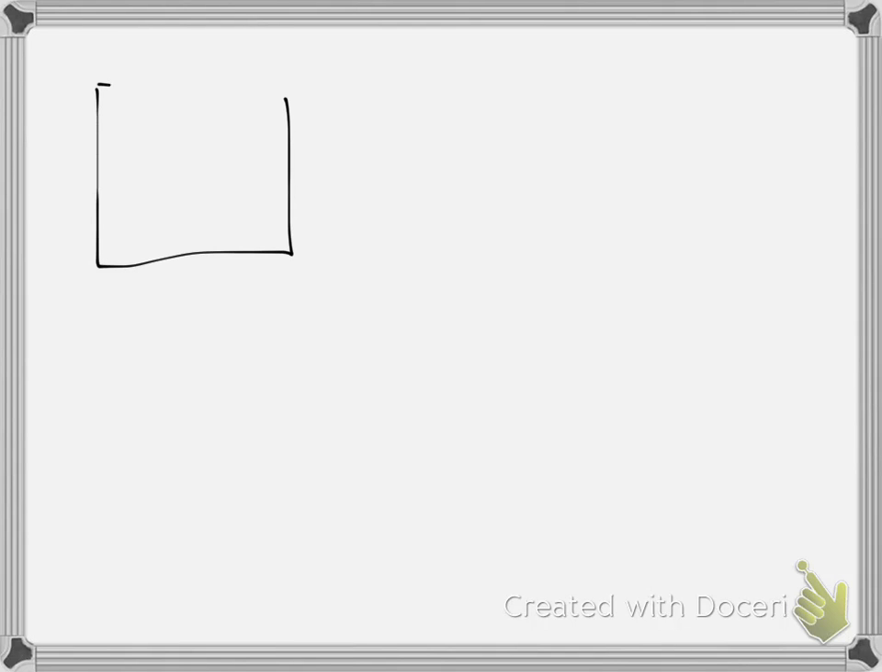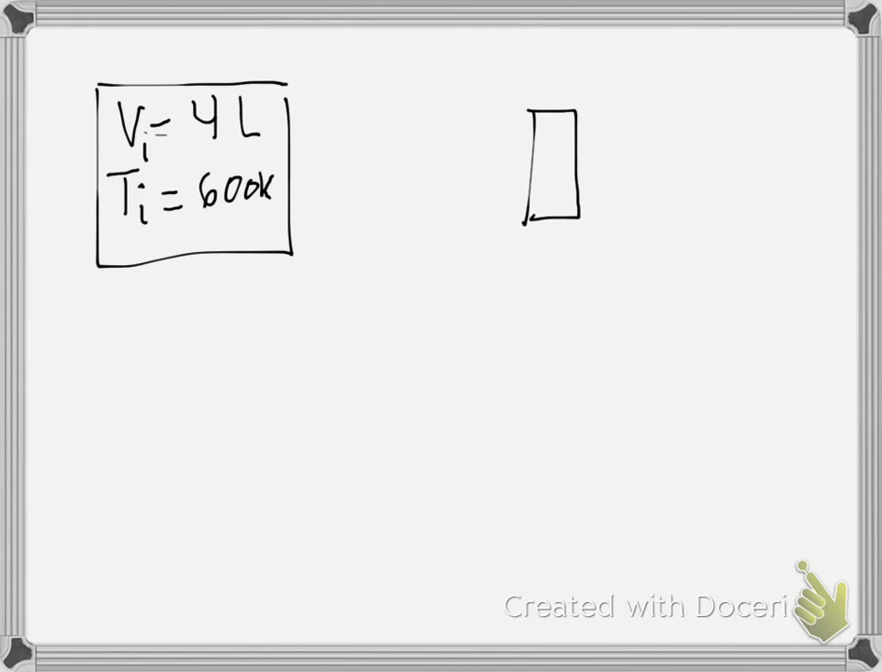suppose that we have a container of gas, and in that container our initial volume is 4 liters, right? And let's say our initial temperature was 600 Kelvin. Let's use 600 Kelvin. And let's say that we shrink the box down to a volume of 1 liter, and we want to know what its final temperature is going to be.